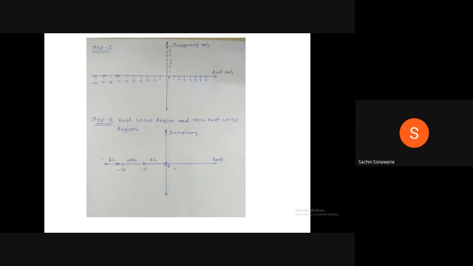Addition of poles and zeros is equal to 1. Therefore, it is an odd number. Since it is odd, between -5 and 0, the root locus region exists. Now, towards the right side of -10, the number of poles and zeros is equal to 2. Therefore, between -10 and -5, there is no root locus region. And from -10 to minus infinity, again the root locus region exists.